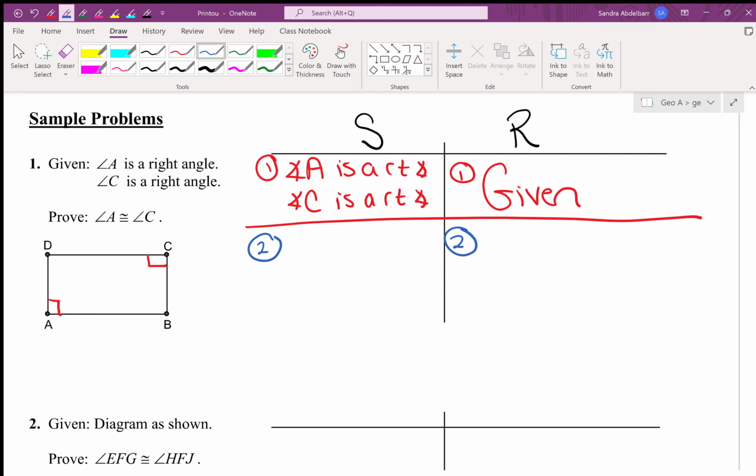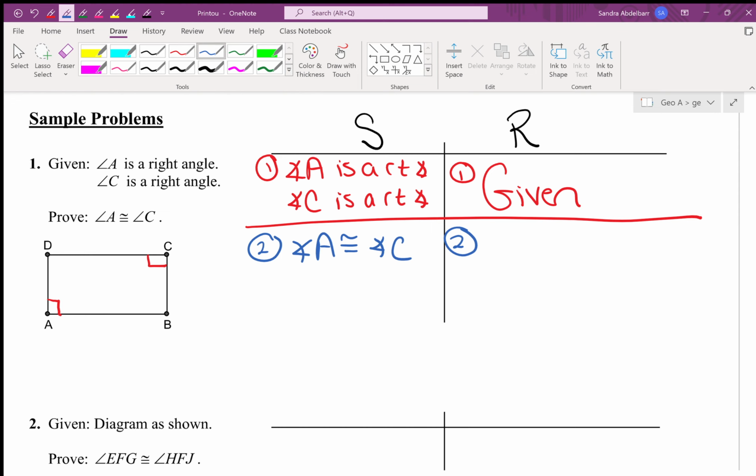Can I now say that angle A is congruent to angle C? I see a lot of people nodding their head. You are absolutely correct. Angle A is congruent to angle C. Who knows the reason that I would write for this? Looking for a new hand. Noah?